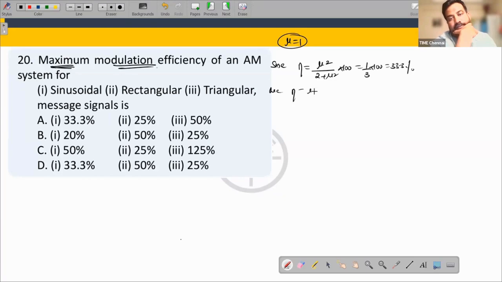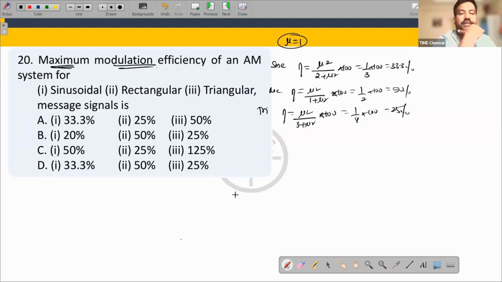Rectangular input, eta is mu square by 1 plus mu square into 100. 1 by 2 into 100, 50%. Triangular input, eta is mu square by 3 plus mu square into 100. That's 1 by 4 into 100, that's 25%. 33.3, 50, and 25.